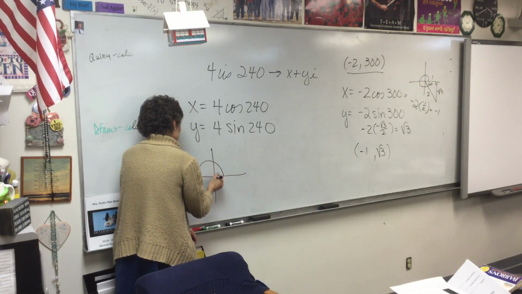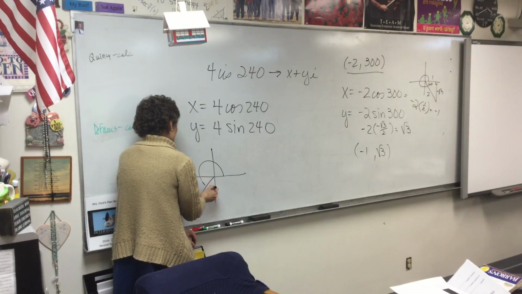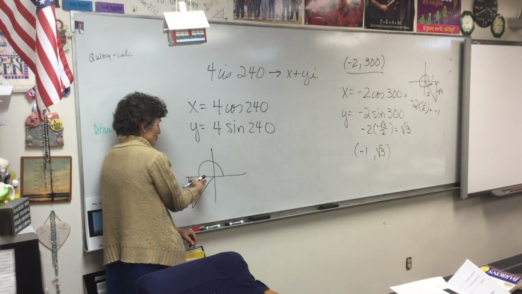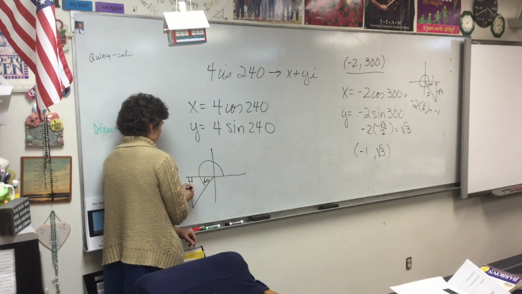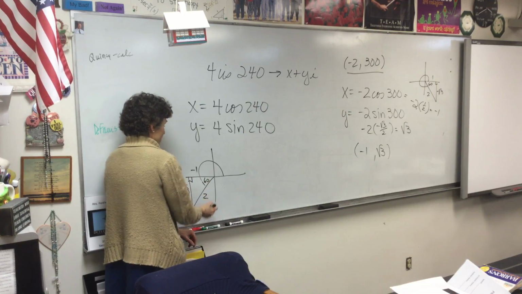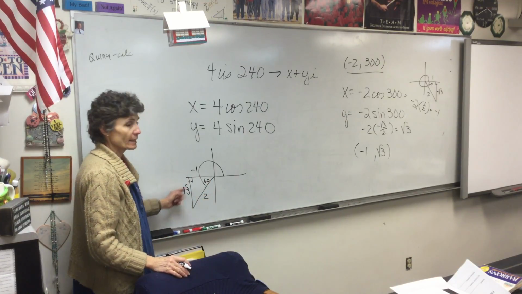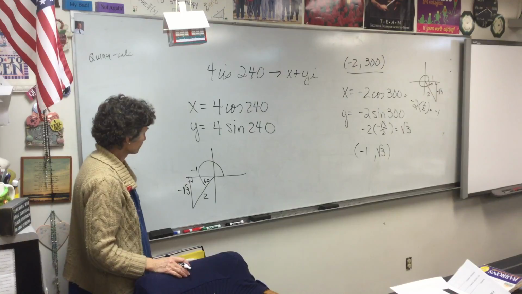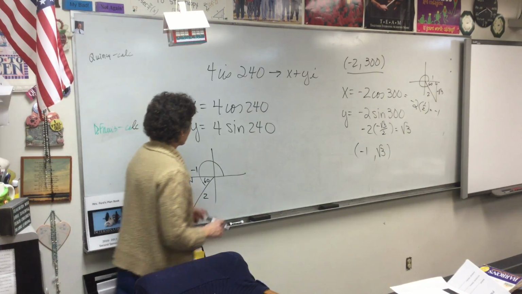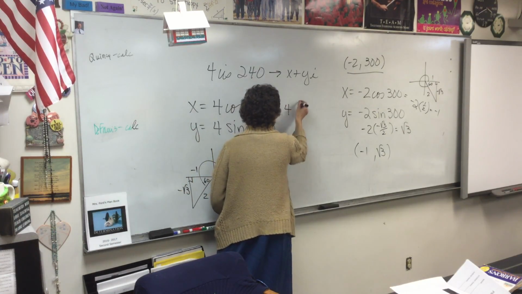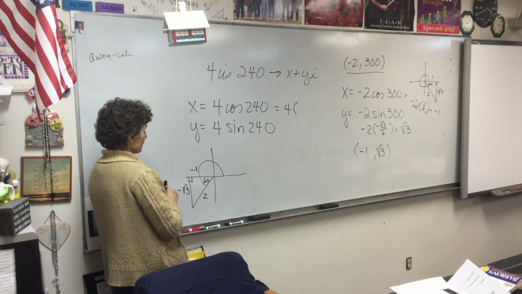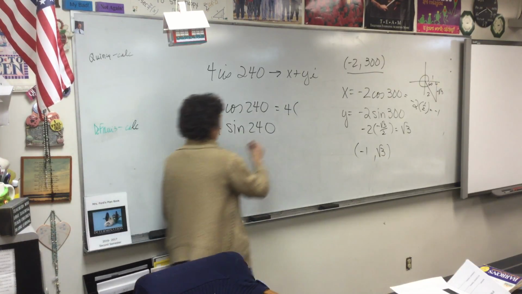240. Special. What's the reference angle for 240? 60, that's a 30-60-90 with the 60 in the third quadrant. Be careful, these are both negative. So what's the cosine? -2. No, not negative 2. Negative 1/2.